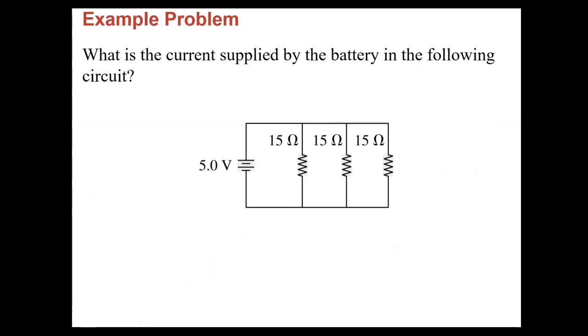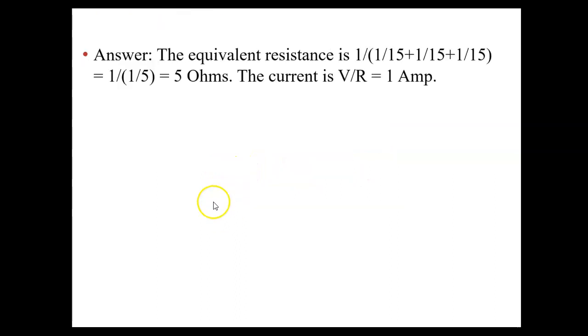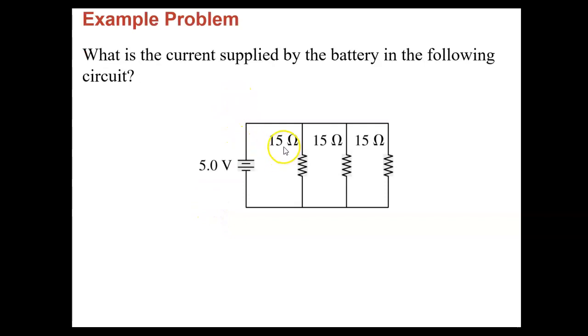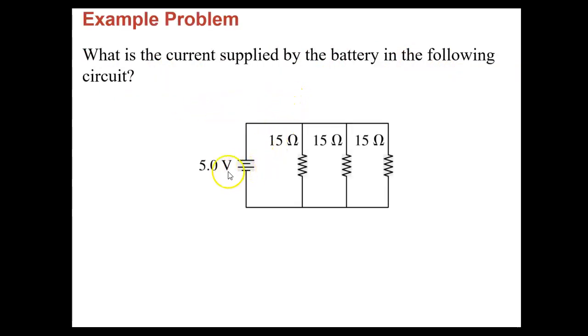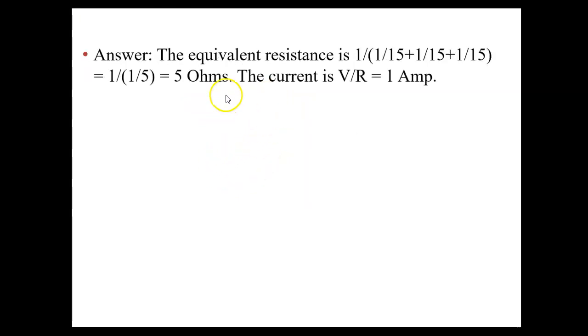Okay, so we're going to look for the current supplied by the battery in each of these. We have 3 15-ohm resistors and a 5-volt battery. So the equivalent resistance is, since they're each the same, 1 over 15 plus 1 over 15 plus 1 over 15. Take an inverse of that, so 1 over 1 fifth, which is 5 ohms. So the current is voltage divided by resistance. Voltage is 5 volts, resistance is 5 ohms. The current is 1 amp.